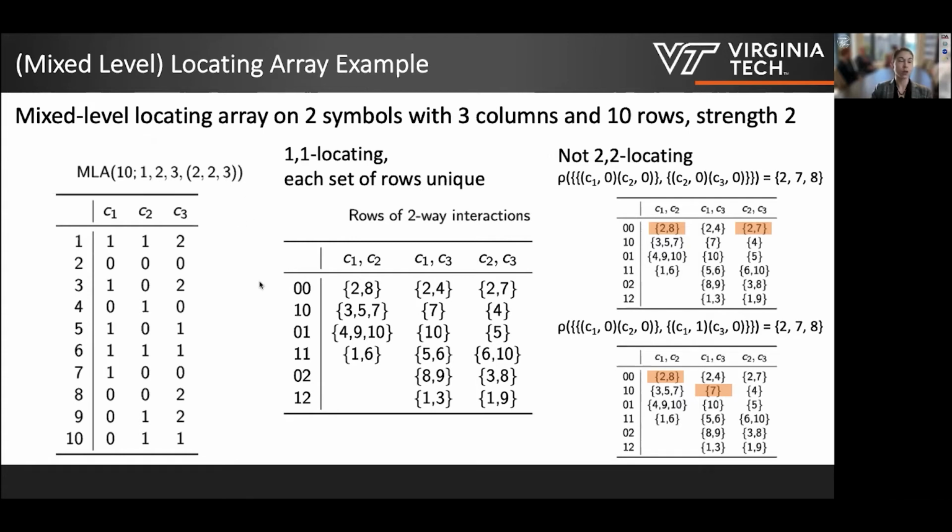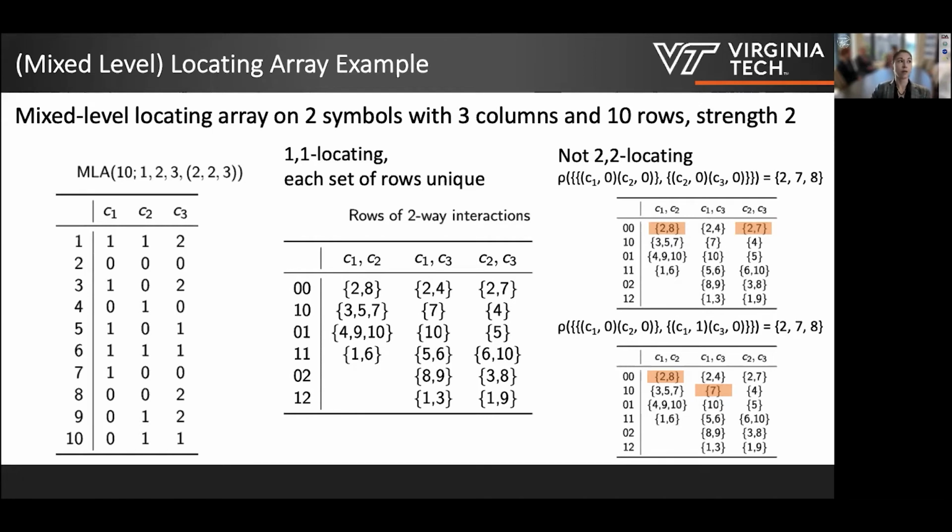2. For each one two-way interaction, the set of rows for that one two-way interaction is unique. So if you look through the table, these are the sets of rows in which the two-way interactions appear, and none of the interactions, none of the values in a cell is the same for any other cell. So I have a 2 and an 8, and I can look through the table, and nowhere else does a 2 and an 8 exist.